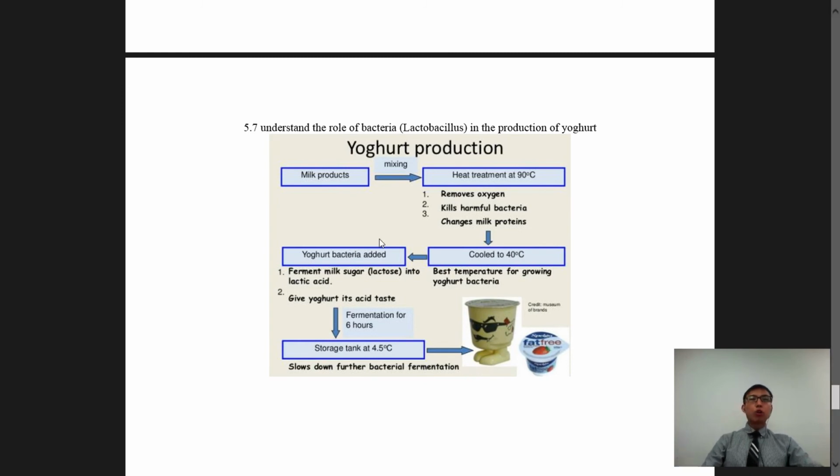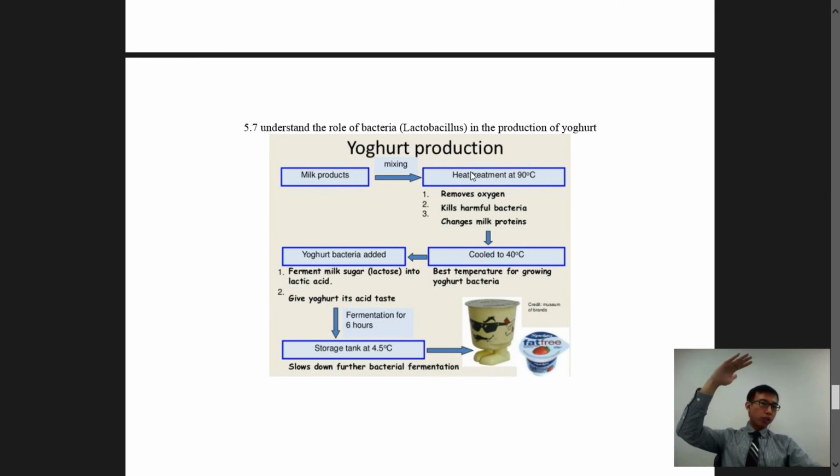So, how do we make yogurt? Now, number 1, we have milk. It's going to mix, and we do something called pasteurization. Basically, it's going to heat to a high temperature and then cool back down. It's going to remove the oxygen and kill harmful bacteria.